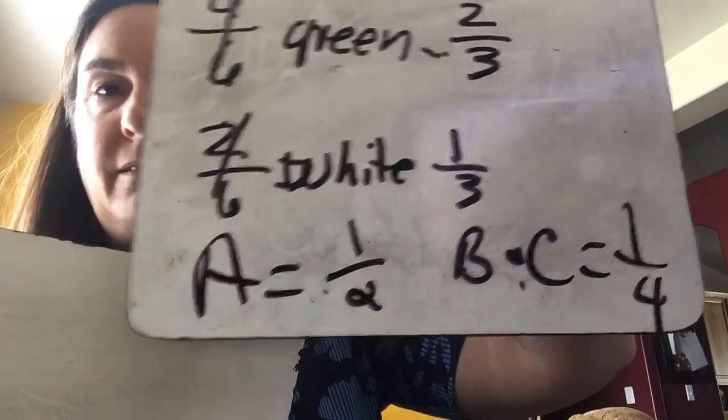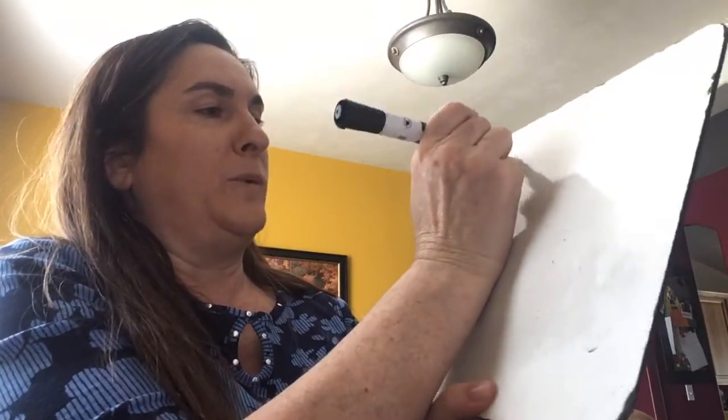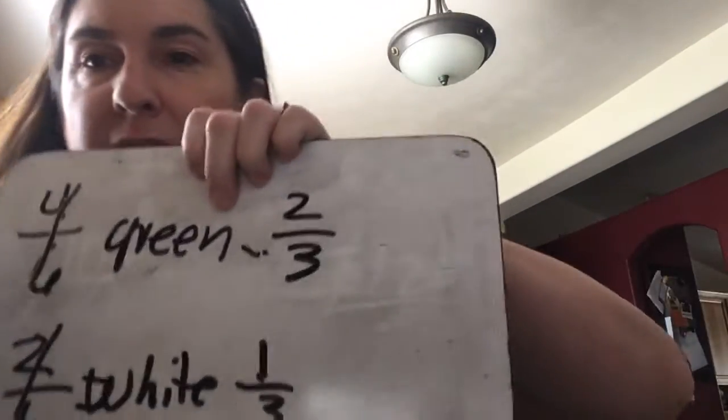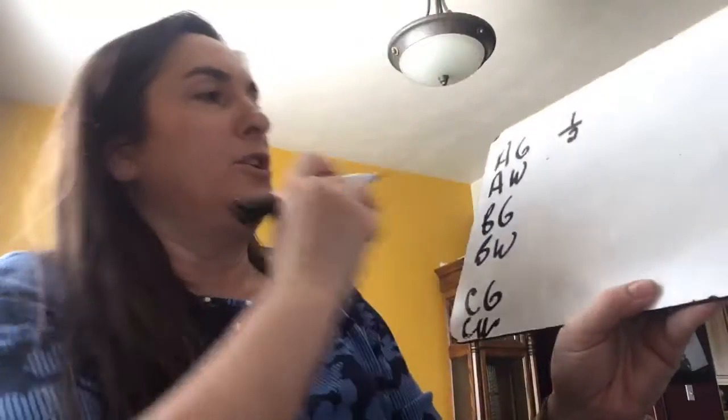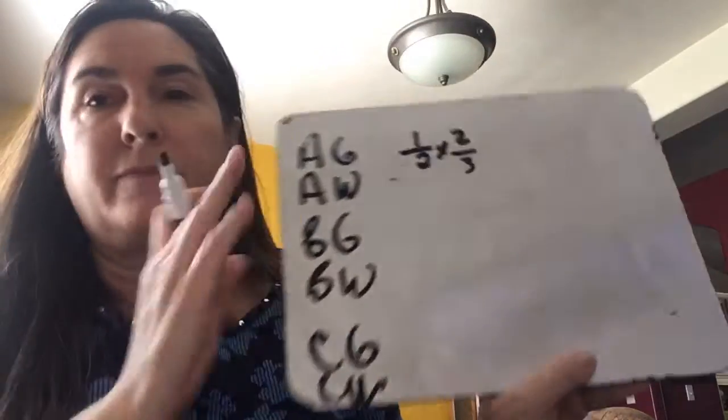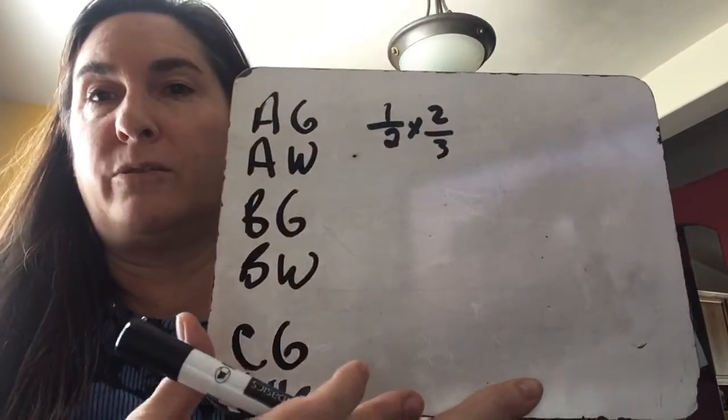Okay, let's go back to AG. What did I say was A fraction? What's the fraction for A? Looking at the spinner, it's 1/2, right? So we have 1/2. And what is the fraction for green? Green is 2/3. Okay, so this is what we're going to do each problem.